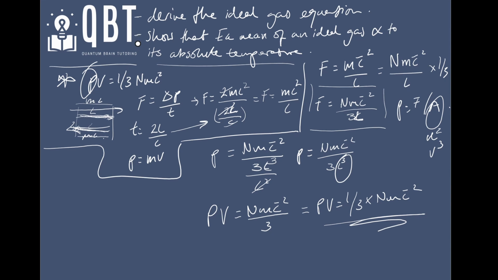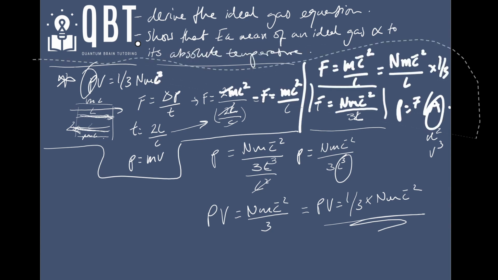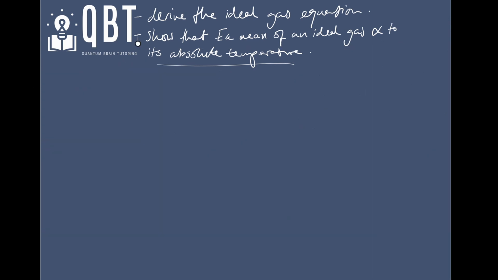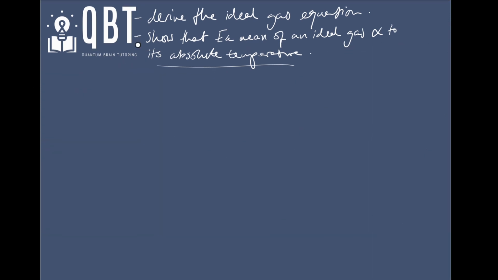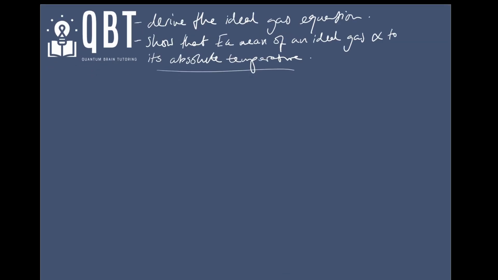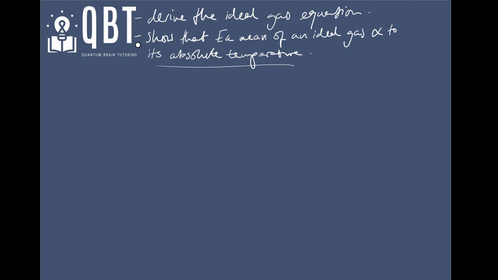So I suppose the question then becomes the second part, which is to show that the average or the mean kinetic energy of an ideal gas is proportional to its absolute temperature. And we can do that if we assume the equation. So we know that we've already derived our ideal gas equation.